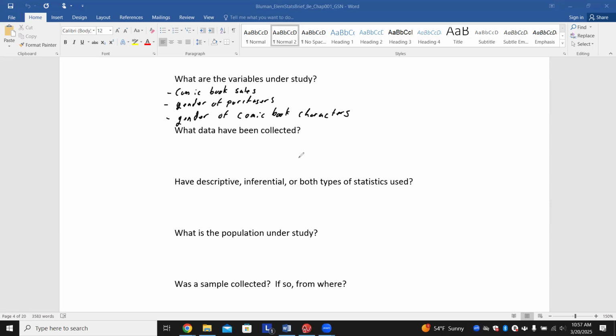All right, the next thing you need to be able to do is identify what data has been collected. What is the descriptive data here? And you can see that maybe we have the sales by gender. That was the data that was given to us. We have total sales in general. A readership by gender. So we know exactly how many are reading comic books.